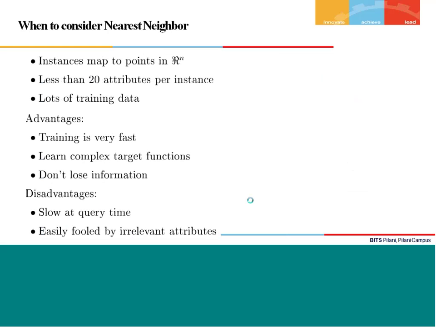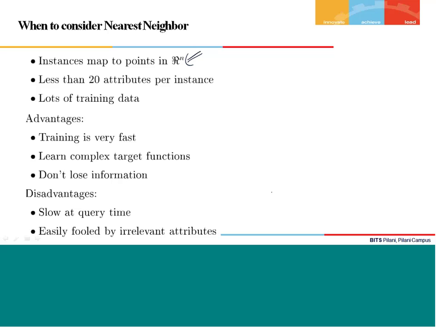When to consider nearest neighbor: the instance is mapped to a point in Rn. What do I mean by that? That you are able to calculate the Euclidean distance between any 2 points in a data set. That's why we say the instance is mapped to a point in Rn. Only if we can map our instances to Rn can we calculate the Euclidean distance, and only then can we find the nearest neighbors, like k nearest neighbors.